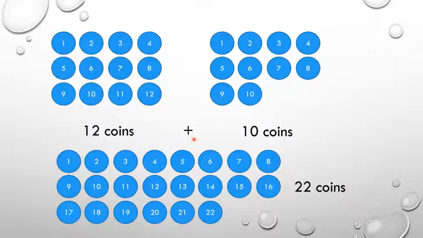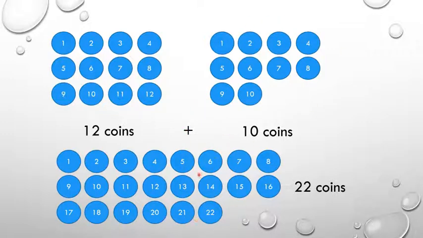Okay, so I've shown here 12 coins. So that's 1, 2, 3, 4, 5, 6, 7, 8, 9, 10, 11, 12. The 12 coins, we add to 10 coins. So 1, 2, 3, 4, 5, 6, 7, 8, 9, 10. Okay, so what I did, we combined these coins. As you can see, I just pulled these coins here. This is the 12 coins, and these coins here, this is the 10 coins.